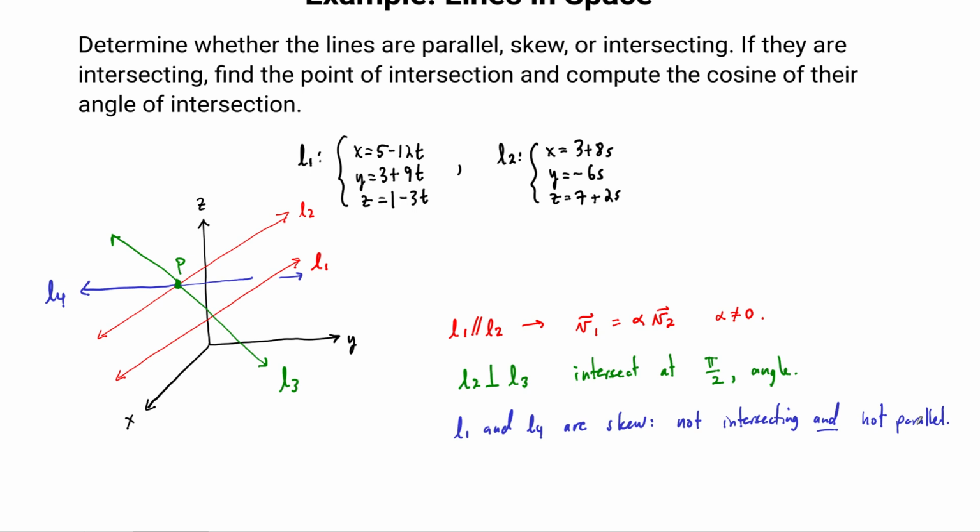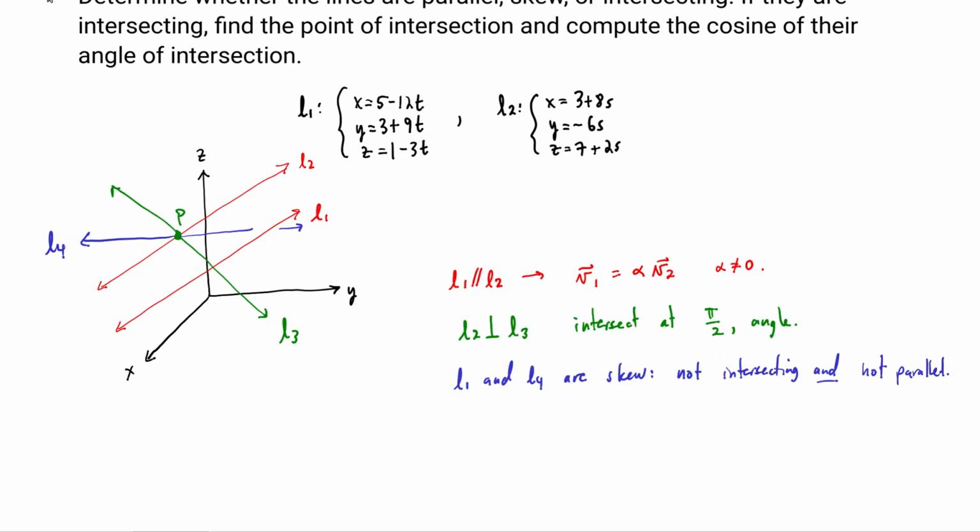All right, so let's take a look at the lines we're given in this problem. The first thing we want to do is check to see if they are parallel. That's the easiest thing to check first, because we can just look at their direction vectors and see if they have the same direction. The first step to being parallel is having the same direction.